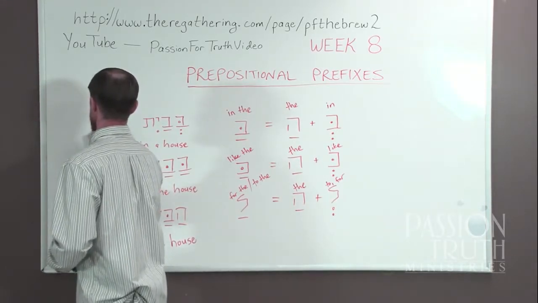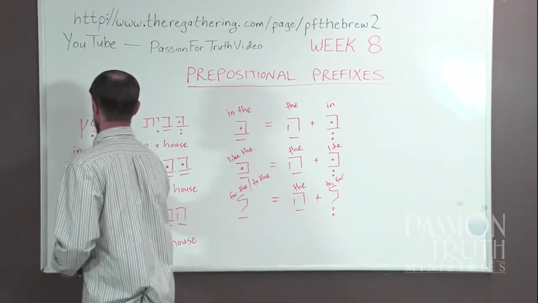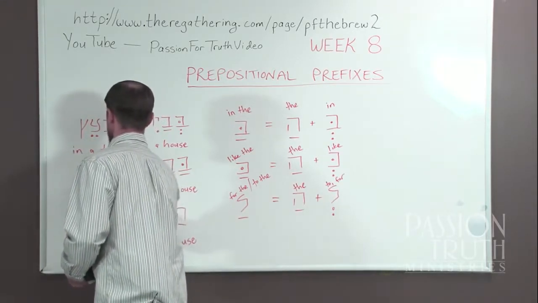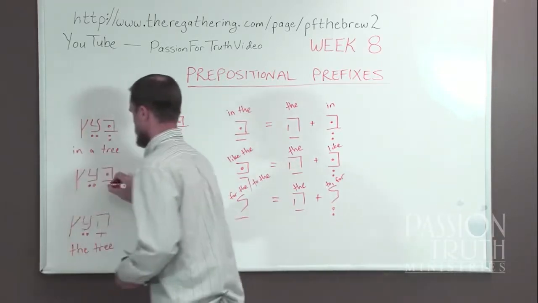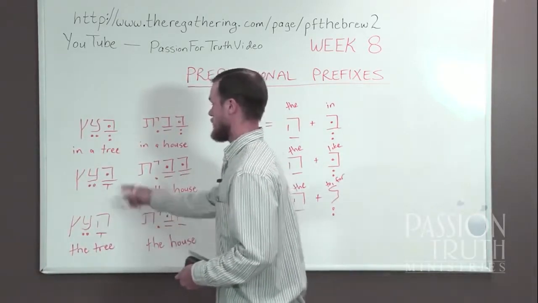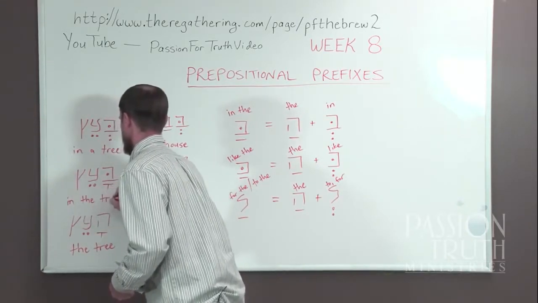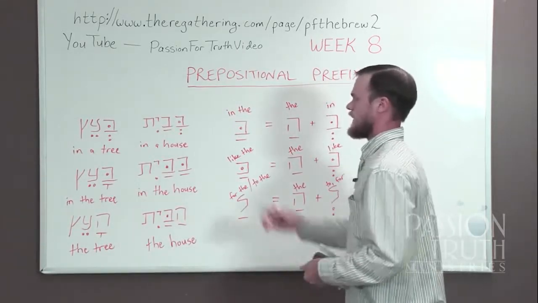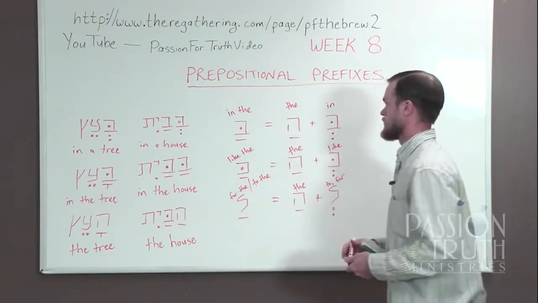well, okay, just in a tree would be ba'etz. Okay, in a tree. In the tree, however, still pronounced ba'etz in our Sephardic dialect, but instead of a patach, we use the kametz just like we would use the kametz with the he. Ba'etz. So whichever vowel the he would use, the combined prefix will also use.